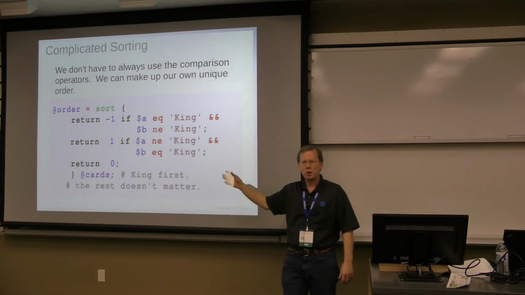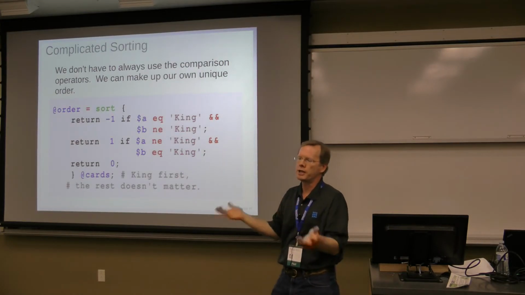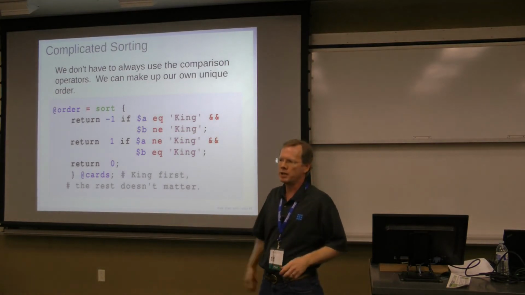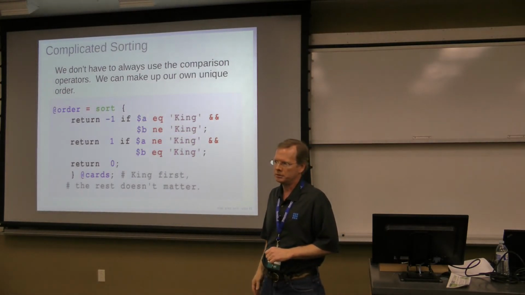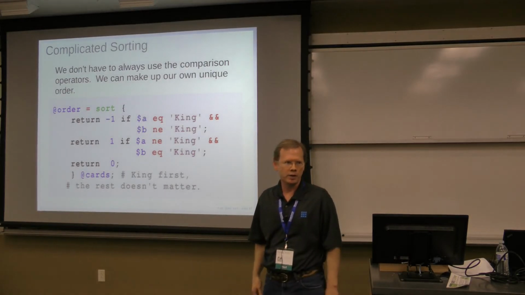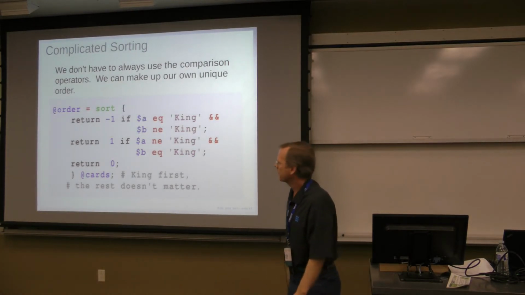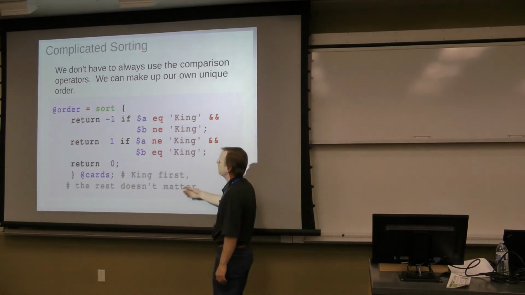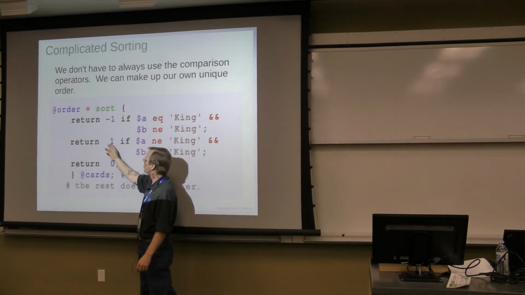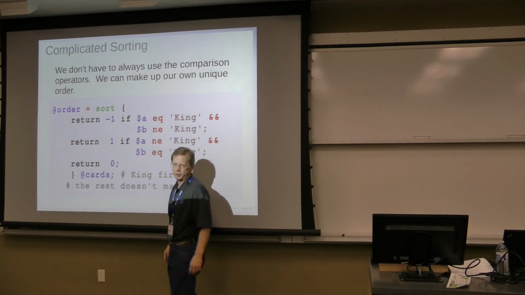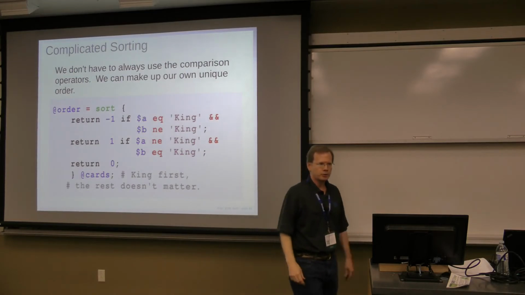So I came up with one that said, let's just say we have a deck of cards, and we always want the king to be first in the list. If there's a king, we want it first. Otherwise, we don't care about the order. And so in this case, we are manually returning that -1, 1, or 0, rather than having a comparison operator.